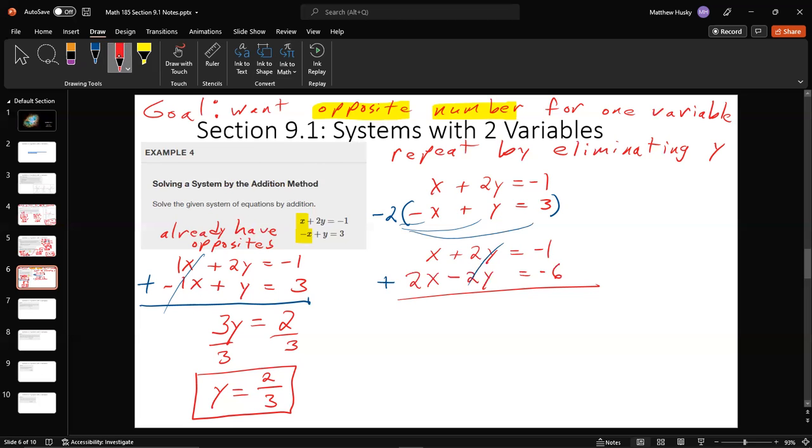x plus 2x is going to give you a grand total of 3x. -1 plus -6 is -7. We're going to divide both sides by 3. And when you do, x is equal to -7/3.